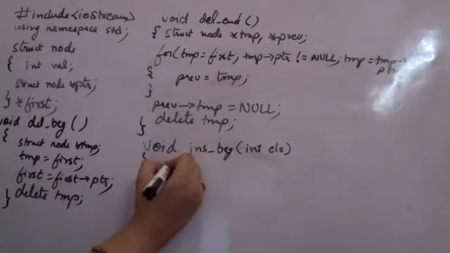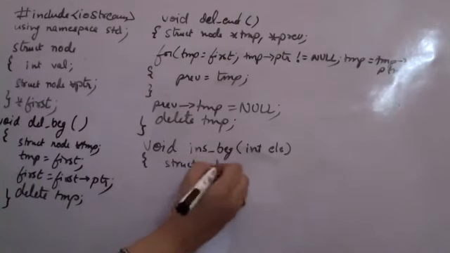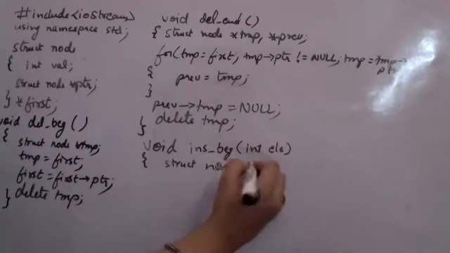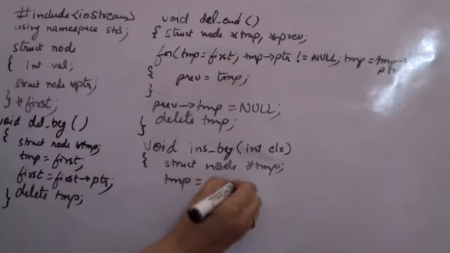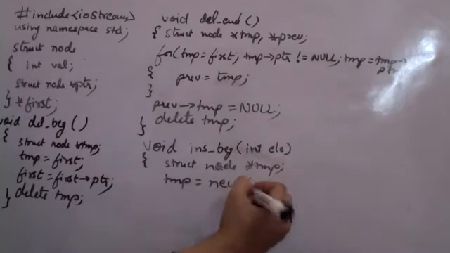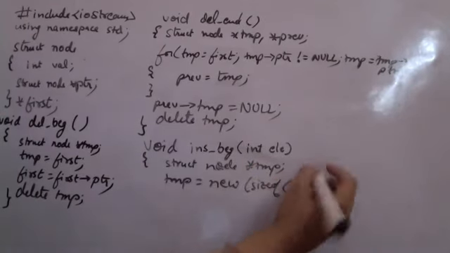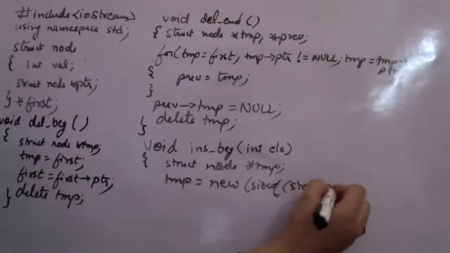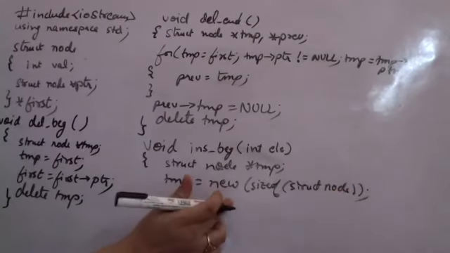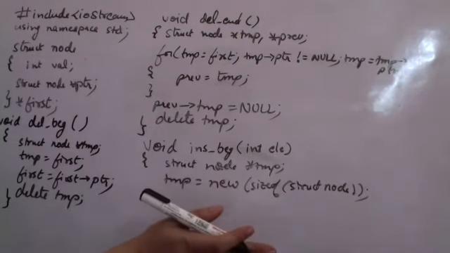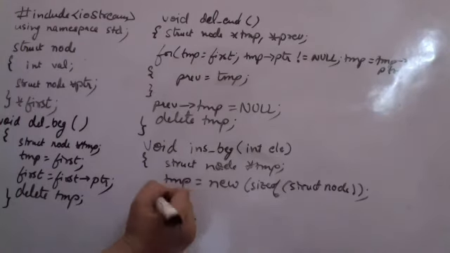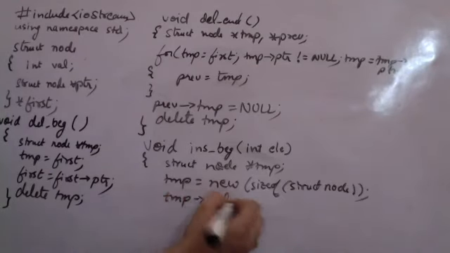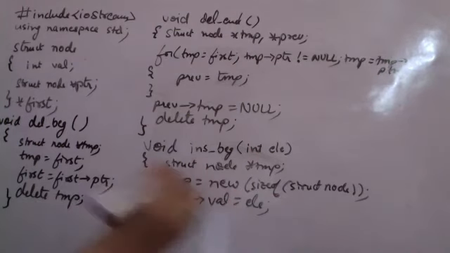So I need to have struct node pointer temp I am taking. Now temp is equal to new, and here I have to give the size of struct node. How much size to allocate in new memory? The size of struct node you have to allocate, and you will be allocating the memory. So temp is equal to new size of struct node. After the allocation of memory, what you have to do is temp value is equal to the element that has to be put here.